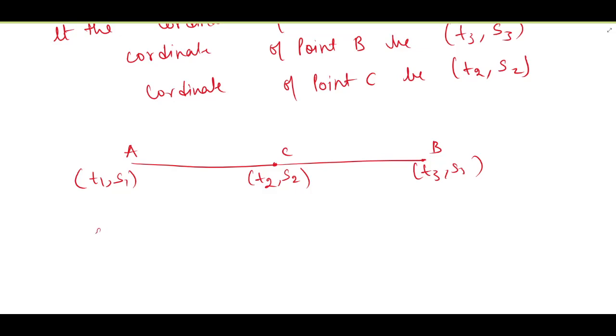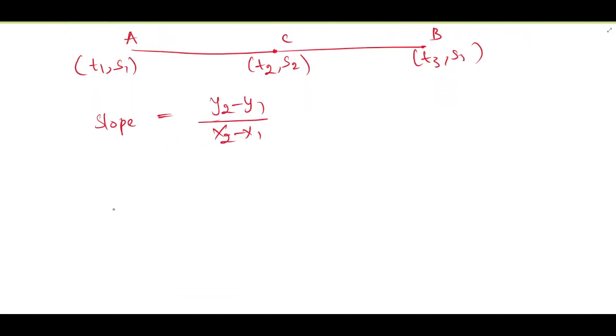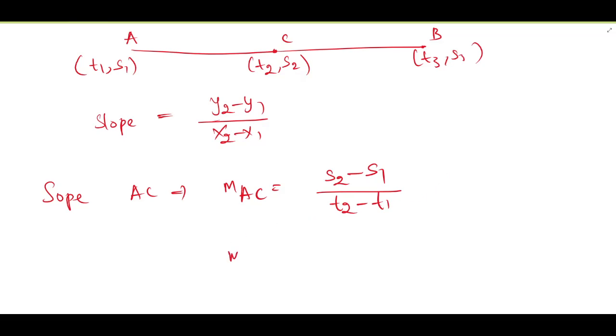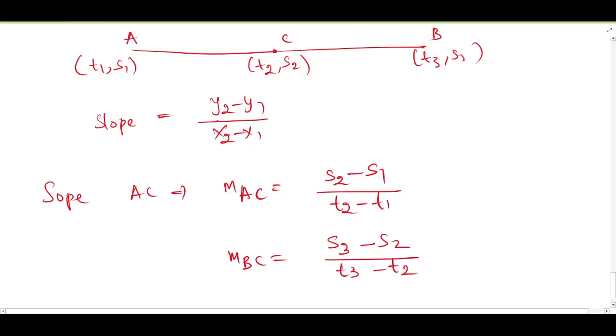So from the slope definition, slope is equal to y2 minus y1 divided by x2 minus x1. So the slope of AC is equal to s2 minus s1 divided by t2 minus t1. Similarly, the slope of BC is equal to s3 minus s2 divided by t3 minus t2.